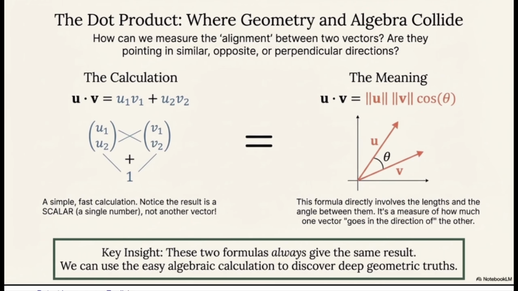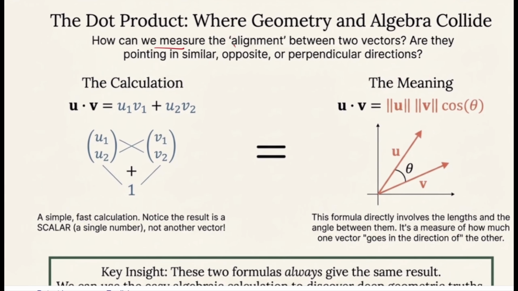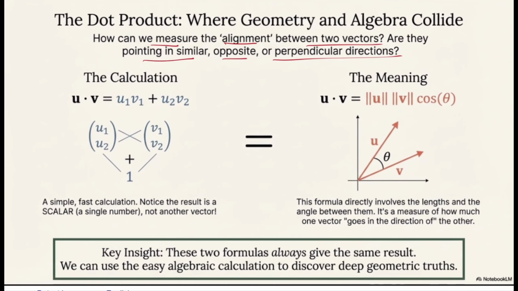So let's talk about another thing, the dot product, where geometry and algebra collide. At this point, we are going to see how we can measure the alignment between two vectors. Are they pointing in a similar, opposite, or perpendicular direction? Before knowing all of that, the very first thing we have to know is how we can multiply two vectors. I already know how to add and subtract, but right now I would like to find something we call the dot product. The dot product has two ways to find it.